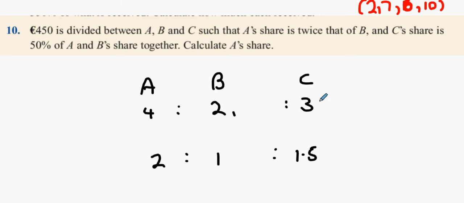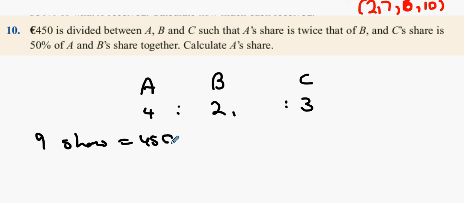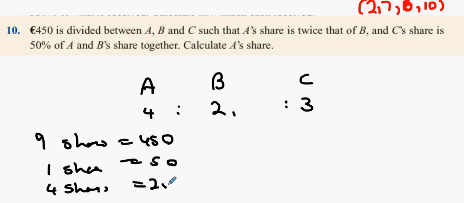Now, here's what we're going to do. Calculate A's share. How many shares do we have in total? 4 plus 2 plus 3, that's 9. And 9 shares is 450. What would 1 share be? 50. And finally, what would 4 shares be? 200. Everybody cool with that? Okay, if I did 10, you guys can do this.